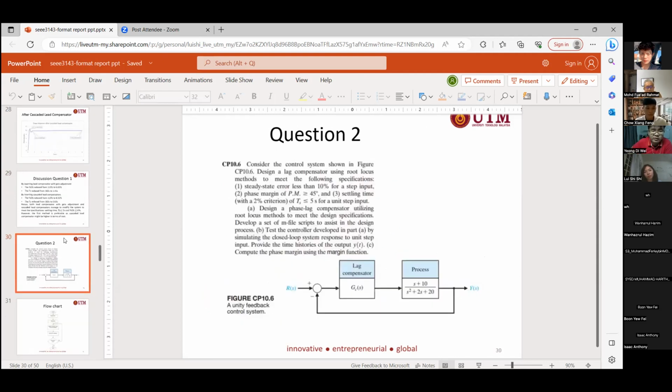Okay, next. That's all for my part. Continue, next. So I will continue with question 2. The picture shows question 2.